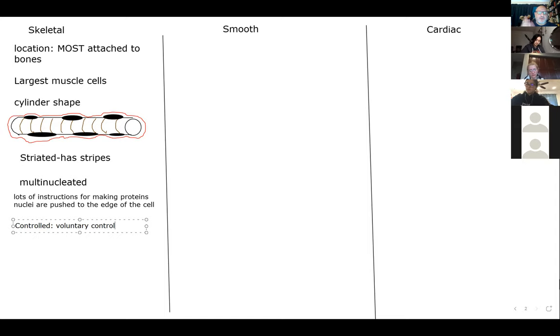You are absolutely correct. It is by the nervous system. But as we'll learn, the nervous system has different branches. And the branch of the nervous system that controls our skeletal muscle is called somatic. Soma means body. So this is the somatic motor because it's moving our body through space. So it's a branch called the somatic motor nervous system. So we get voluntary control by that somatic motor nervous system.